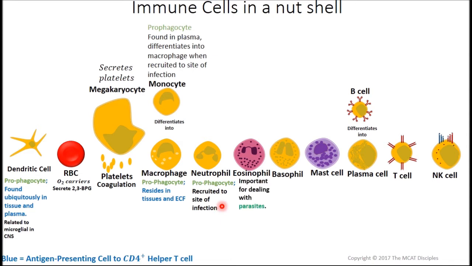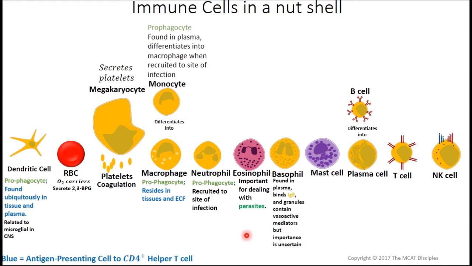You have the eosinophil, which is very important in dealing with parasites. That's about the only thing I'm ever going to have to say about it. What it does is secrete toxic proteins and chemicals that will then deal with parasites. But we will never talk about those again, that's the eosinophil.